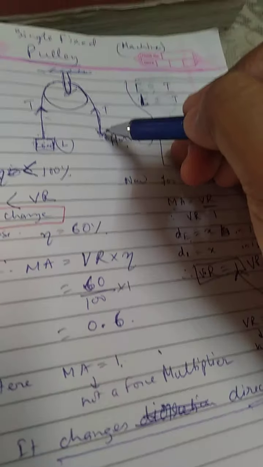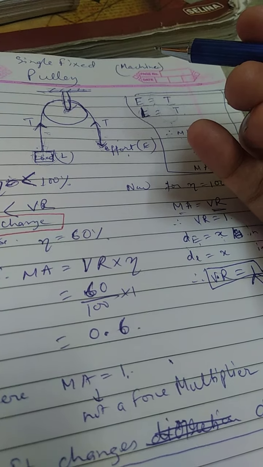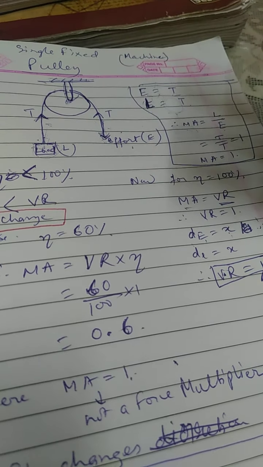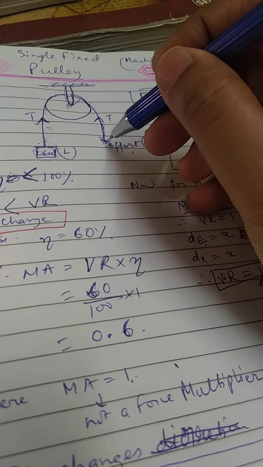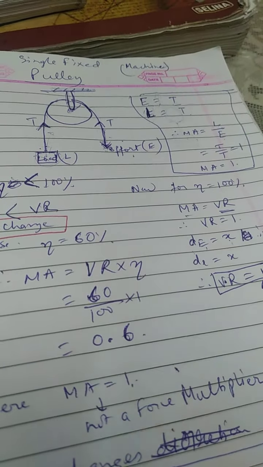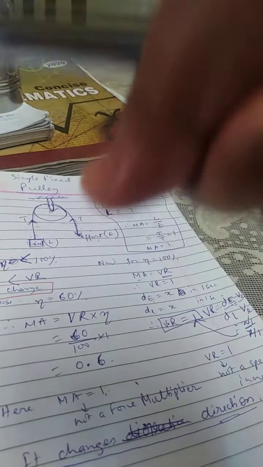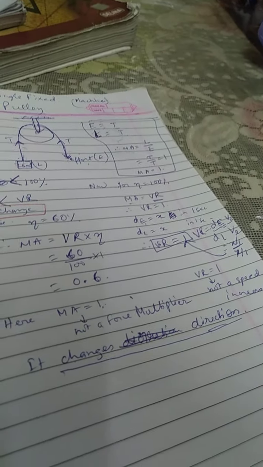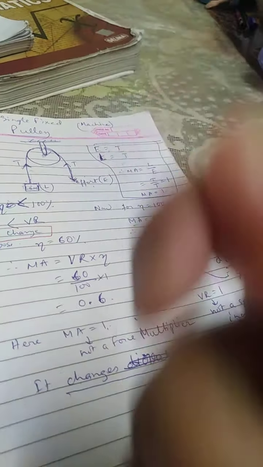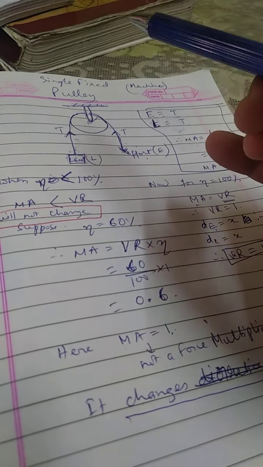That means we give the effort in this direction and the load comes upwards. So now it is not acting as a force multiplier, not as a speed increaser. Still we use the pulley. Here the mechanical advantage is only 1. The reason is that it becomes easy for us to pull something downwards. When we pull downwards in this direction, it becomes easy. If there were no pulley, what would we have to do? We would have to pull it up like this. Okay, we have to pull it up, which is more difficult for us than pulling the string downwards. Okay, so that is why we use the pulley.